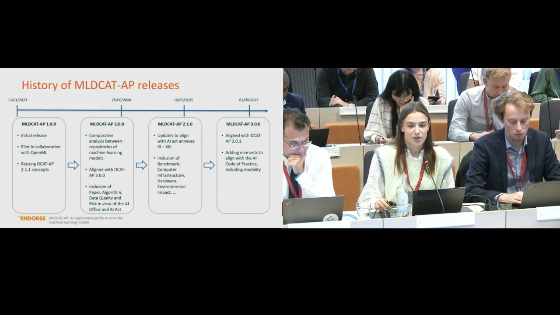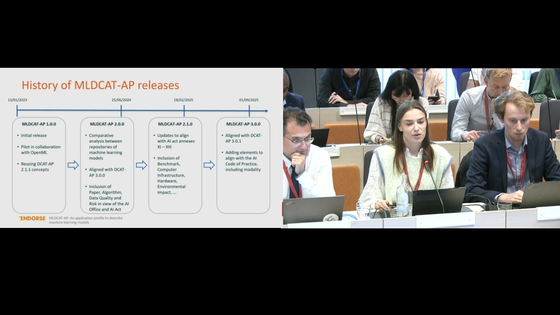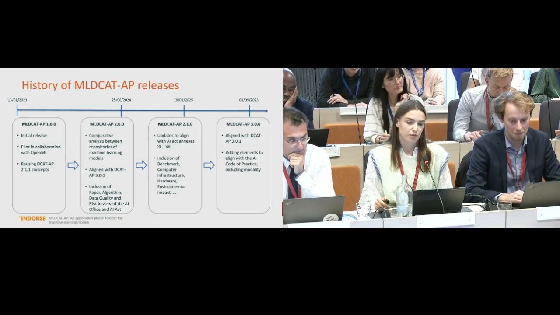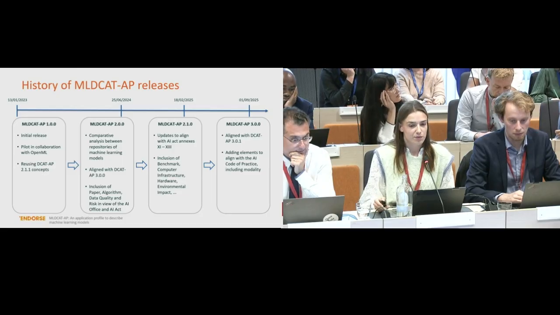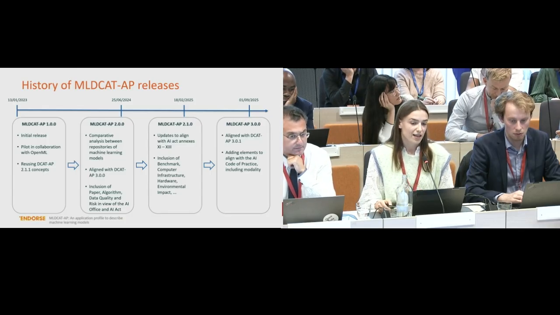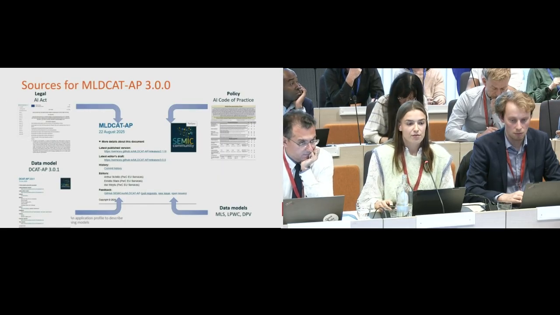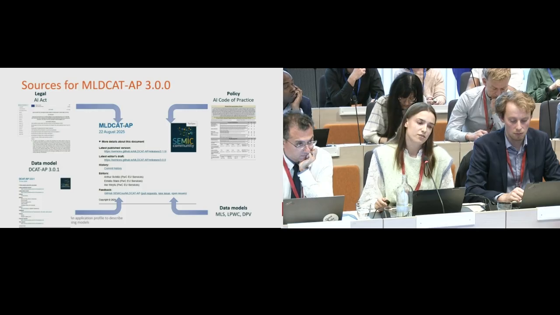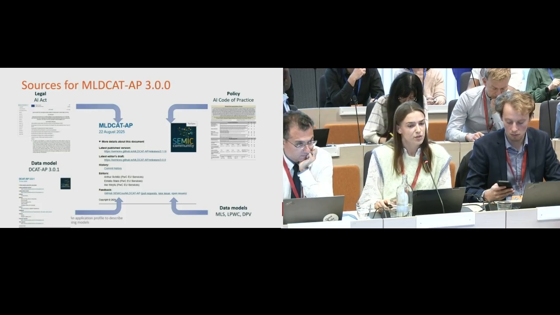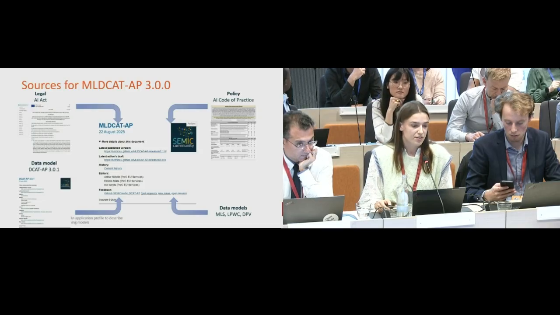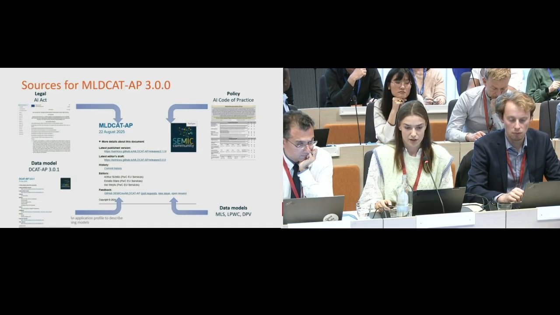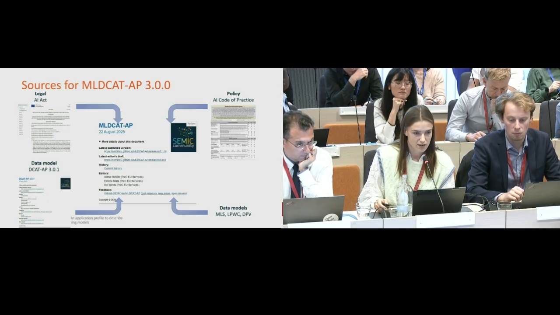Then recently, on the 30th of September 2025, we released the latest version, MLDCAT-AP 3.00, which is aligned with DCAT-AP 3.0.1. So version 3 of MLDCAT-AP aligns with DCAT-AP version 3. So the major releases are the same. And in this release, we also added elements to align with the AI Code of Practice, for example, modality. So in summary, we have different sources for the latest version of MLDCAT-AP. We have the legal aspect, which is represented by the AI Act. We have the policy aspect, which is represented by the AI Code of Practice. And then we have various data models that we also take into account, such as DCAT-AP, and other data models such as LPWC, DPV, etc.